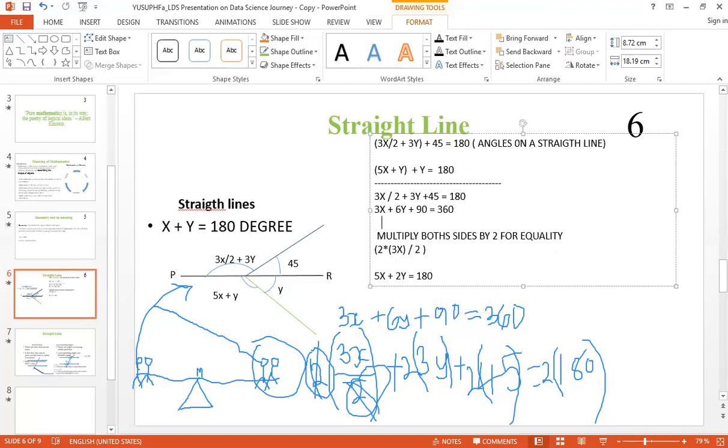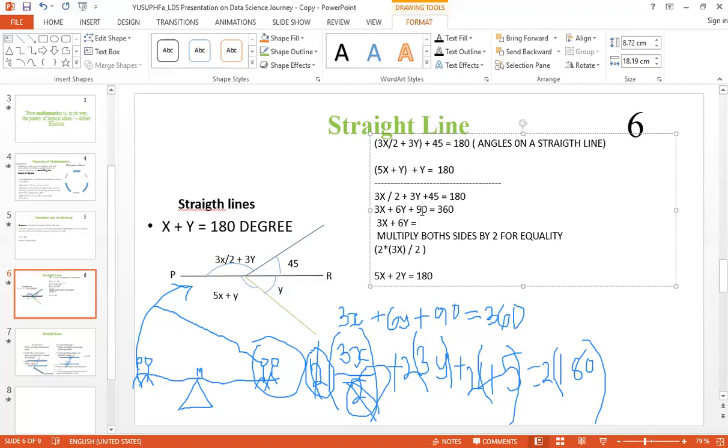So we will now try to collect like terms. We have 3x plus 6y. What do we mean by collecting like terms?